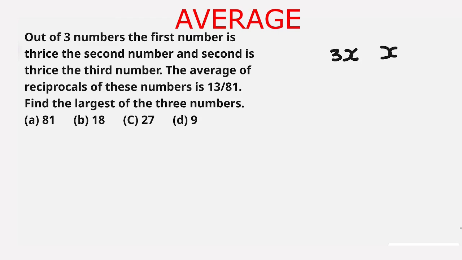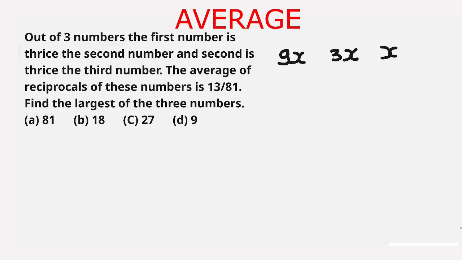So 3 times 3x is 9x. So the first number will be 9x, second number will be 3x and third number will be x. And the largest number is 9x. So we have to find the value of 9x.